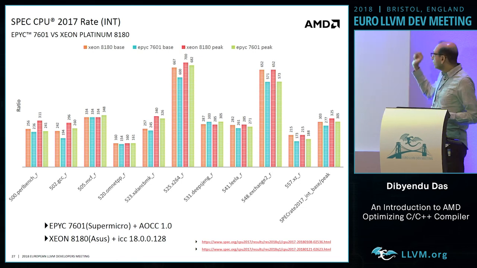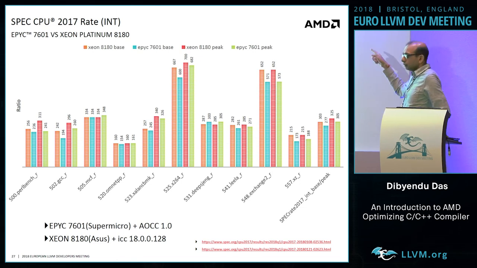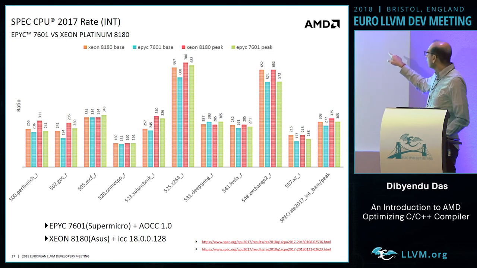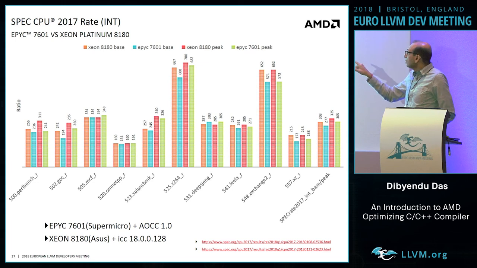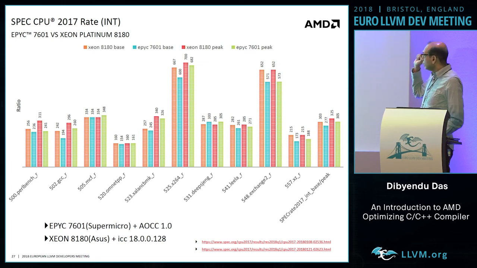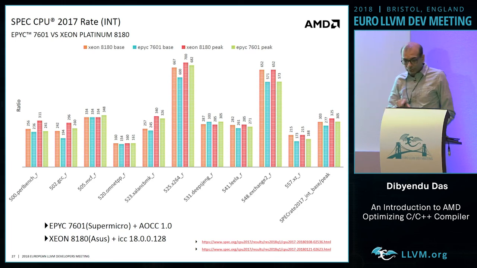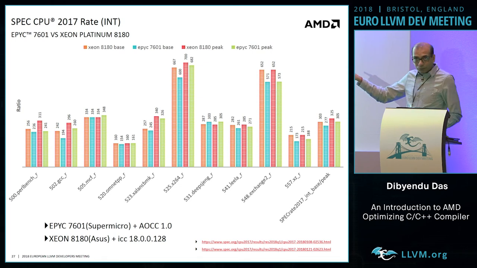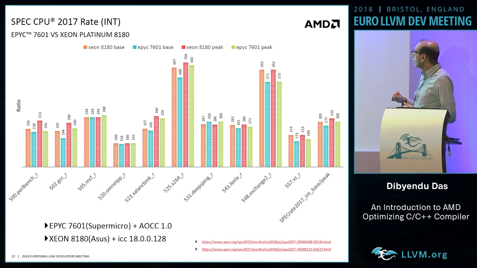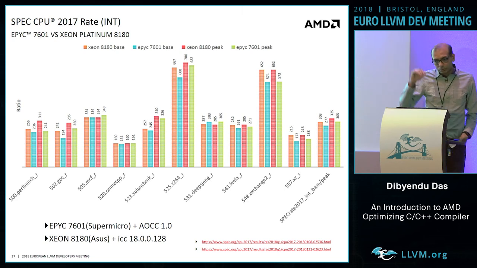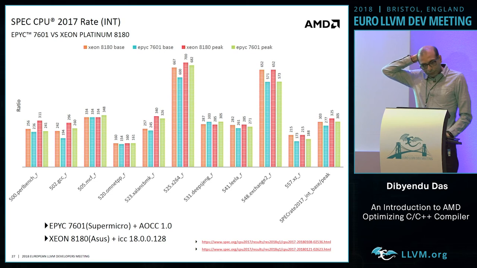So we did quite a lot of optimizations and got quite a bit of benefit by putting them there. And you see that for some of the benchmarks, it actually beats Intel right now. For example, in MCF, where the data layout optimizations play a very crucial role, you see very good numbers, for something like DeepSjeng, and in cases like Omnetpp, where some of the C++ optimizations come into play.